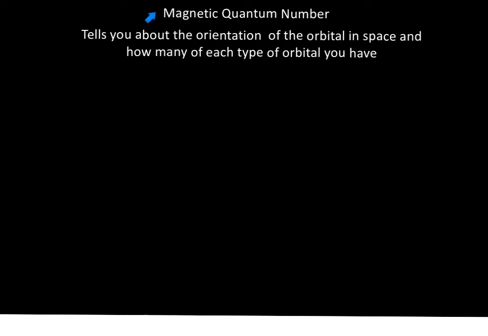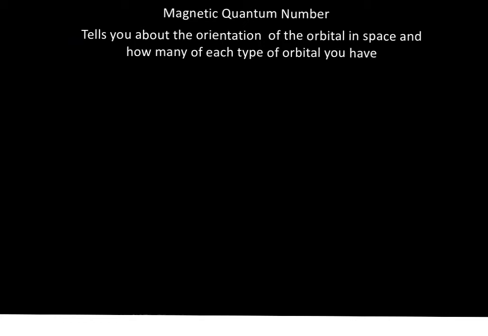Our third quantum number is the magnetic quantum number. The book likes to talk about this being the orientation of the orbital in space. I like to think about it as how many of each type of orbital you have, right? Sometimes you only have one of each type of orbital, sometimes you can have 3, sometimes you can have 5, and this magnetic quantum number is the one that tells you that. And again, it kind of tells you orientation. You can think about that as being sort of like the direction it's pointing in space. And again, this will come clear as we talk more about atomic orbitals.